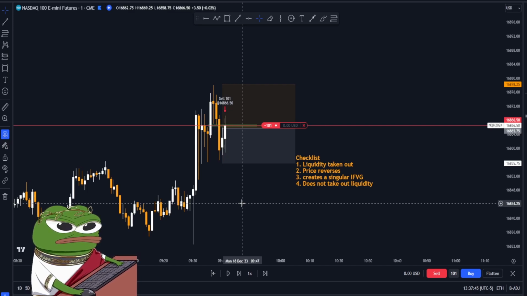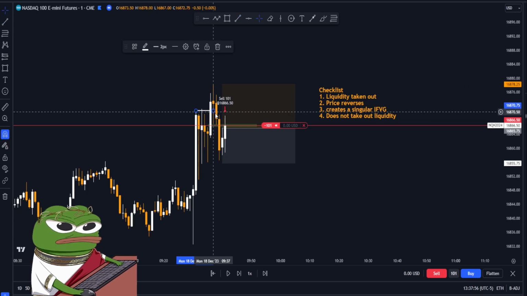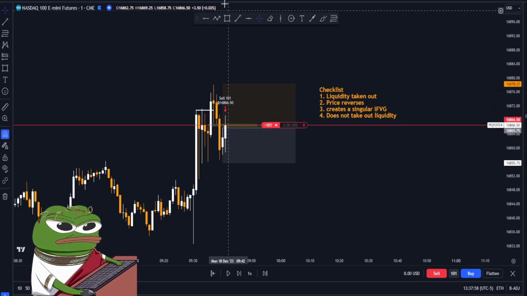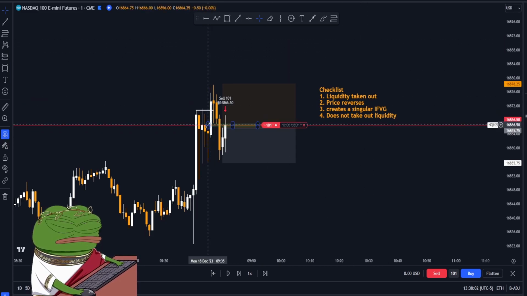This is literally like 15 minutes of work. So do not push it. Let's see how this plays out. Now the checklist again: liquidity taken out. Here, price reverses, we can see that. It creates a singular inverse fair value gap. We have this one fair value gap here.